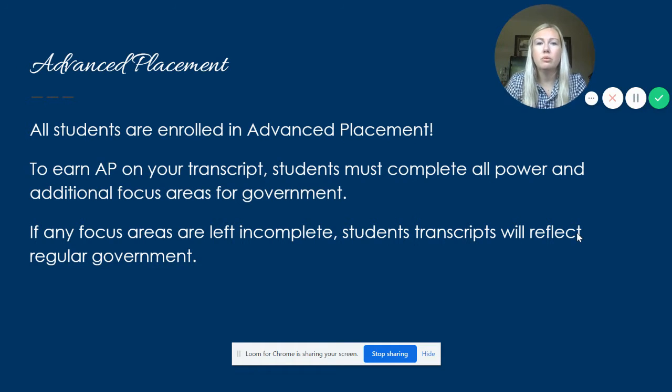So all students are enrolled in AP. As we go through the course, we are going to be building up and practicing those major AP skills. Additionally, for every project, students will be completing some form of written response that will be similar to the responses they will see on the exam. And students are required to complete all power and additional focuses in order to earn that AP credit on their transcript.